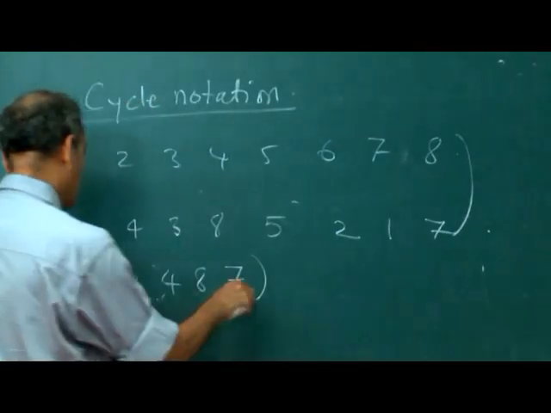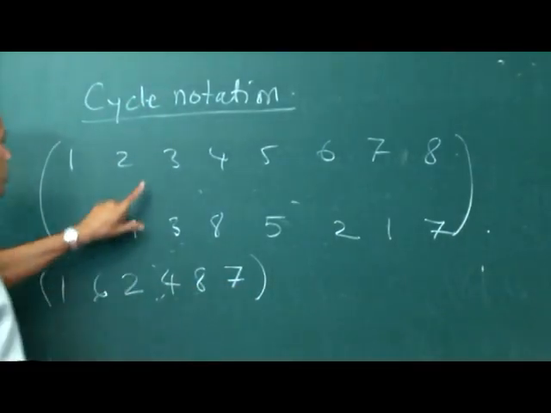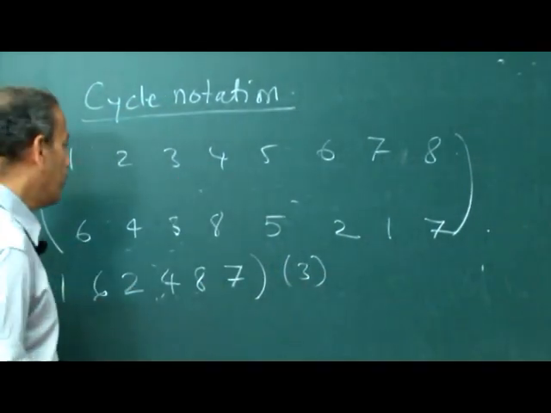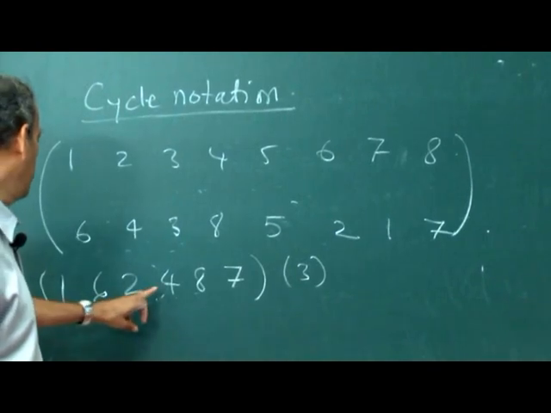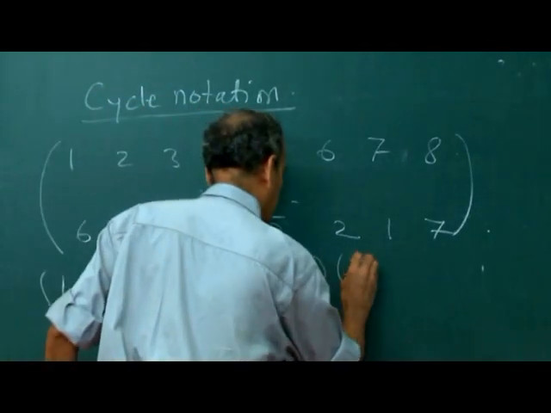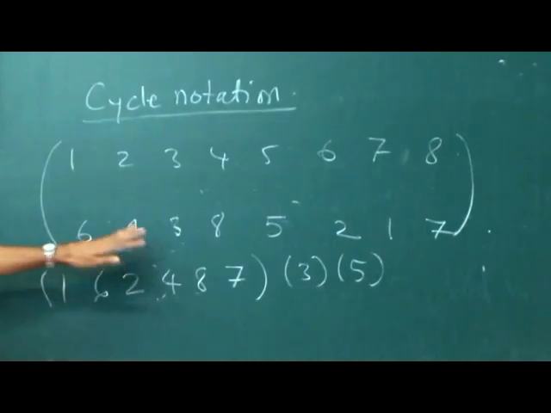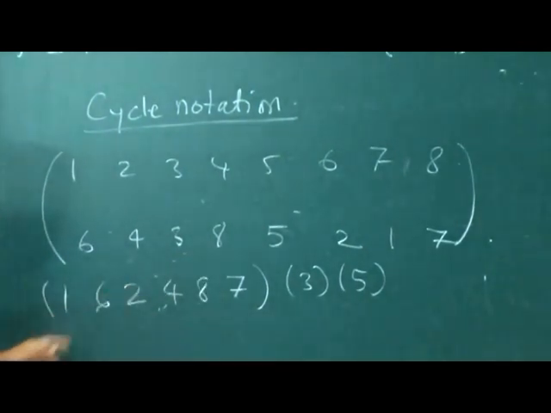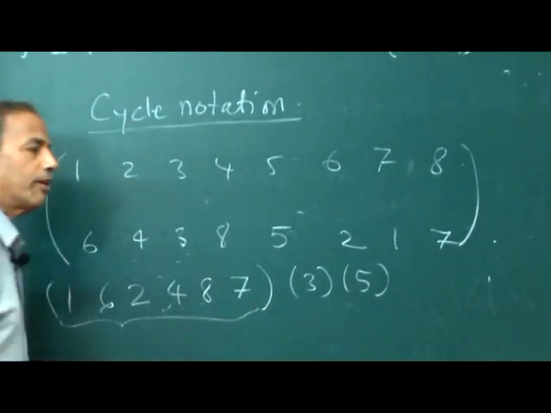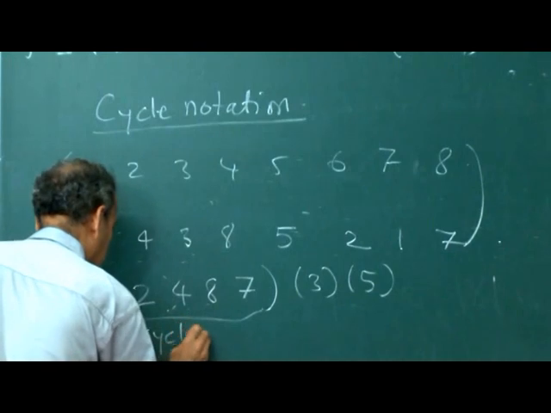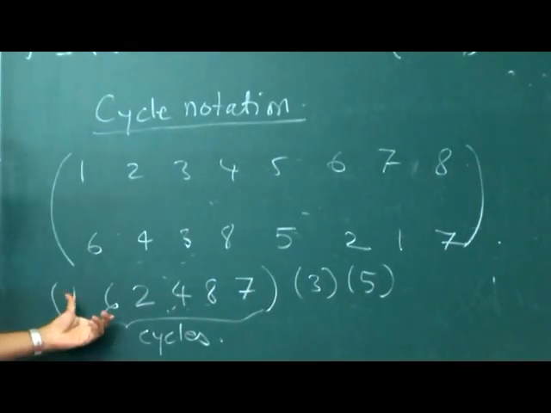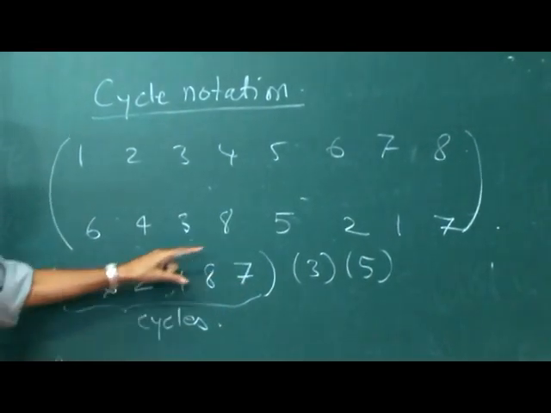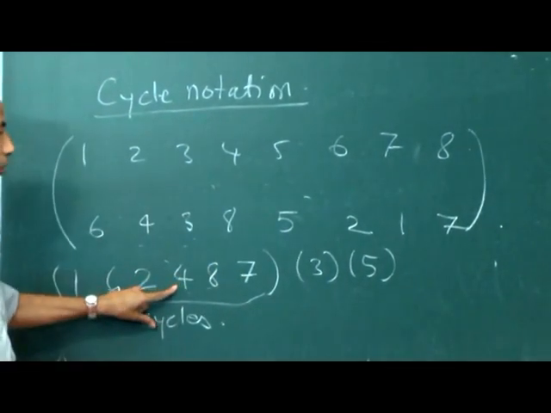Then what has not appeared? 3 hasn't appeared, so 3 is going to 3. And 5 is also going to 5. So you can see that I can write this function in cycle notation. These brackets are called cycles. So this is a cycle of length 6. The number of elements, letters appearing in the cycle is the length of that cycle.